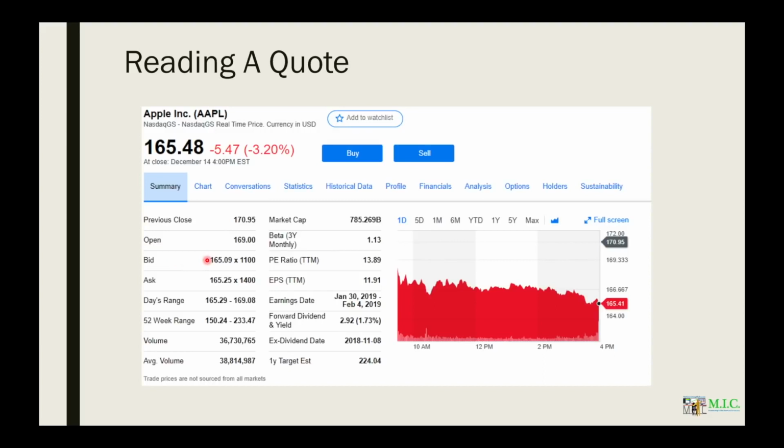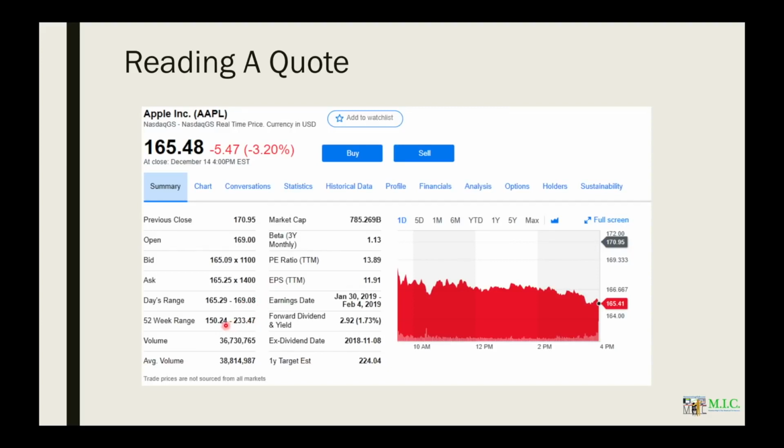The bid is 165.09 by 1100, which is the size, the bid size. It's 1,100 shares. The ask is 165.25, and the ask size is 1,400. We'll get more into level 2, but that's in another episode. Today's range reached a low of 165.29 all the way up to 169.08. This can be a measurement of volatility right here. This is what we talked about in the previous slide.